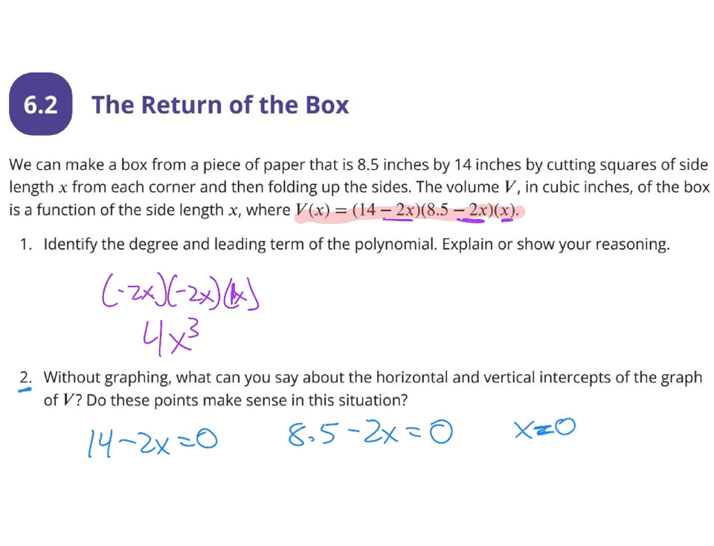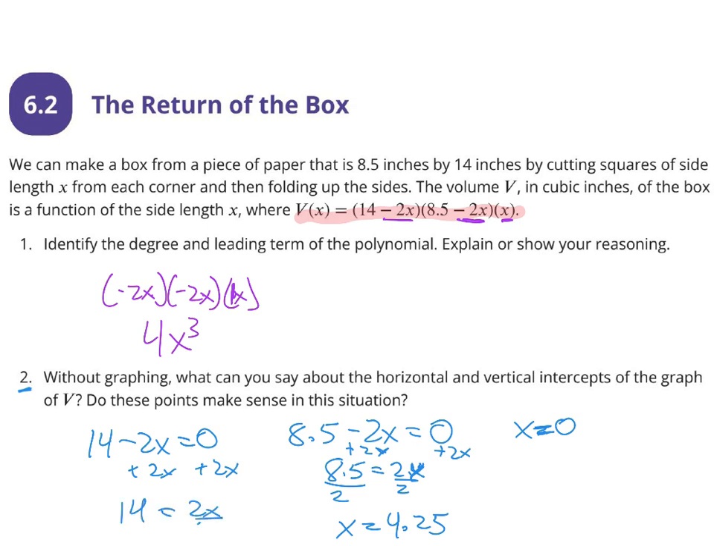So x equals 0 is 1. 8.5 equals 2x. If you add 2x to both sides, divide by 2, x gives you 4.25. If I add 2x to both sides, 14 equals 2x. I divide by 2, and my other one is x equals 7. I have 3 factors in my problem, 1, 2, and 3. I get 3 roots, x's or zeros. Okay, so that's for the horizontal intercepts.